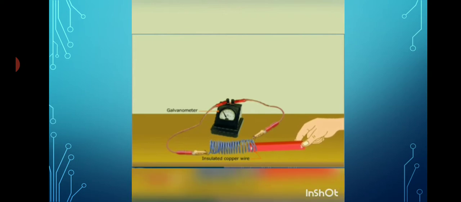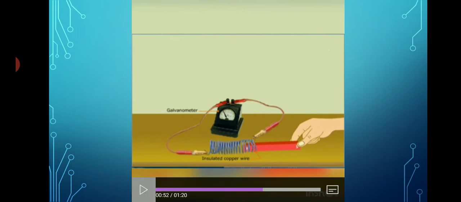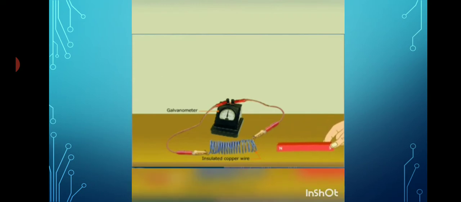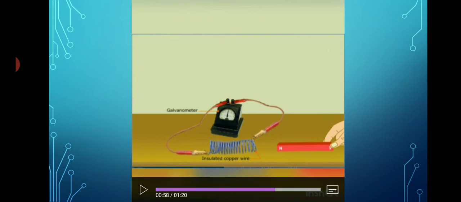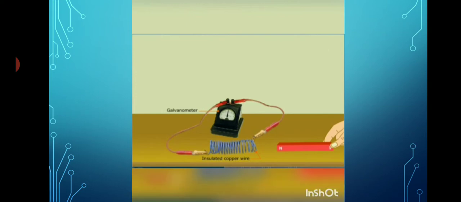Now the galvanometer is deflected towards the left, showing that the current is now set up in the direction opposite to the first, right? So as you take away the bar magnet from the coil, again it comes to rest.